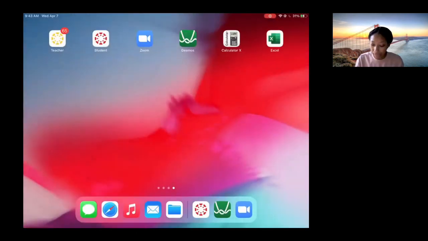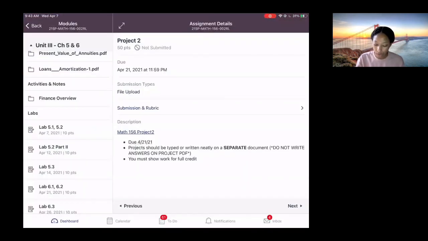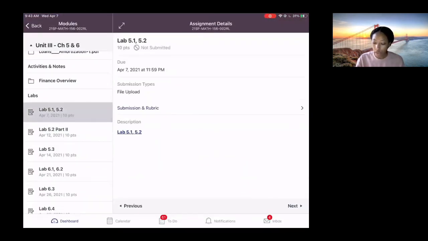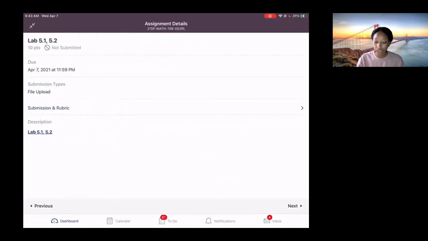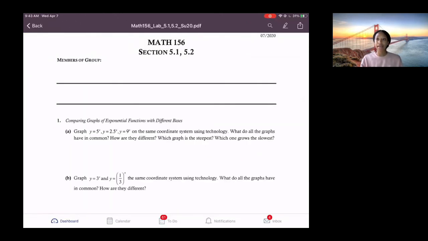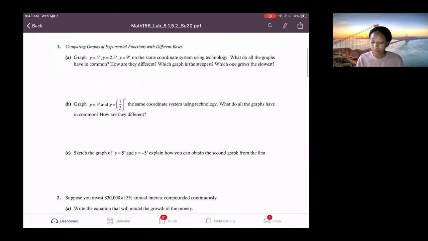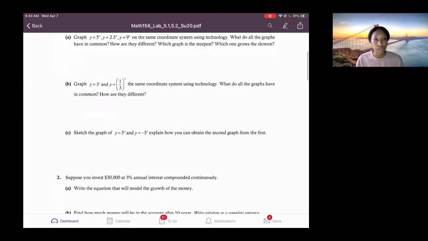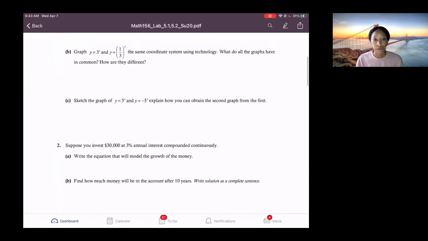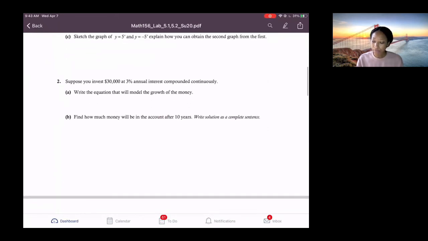Last thing for your lab today. We didn't quite get to all of the properties of logarithms that are in section 5.2. We'll continue with that in the next class. But you should be able to do this first part for sure, where you're comparing different exponential functions in their graphs. For problem number 2, it's a continuous compounding interest problem. You should definitely be able to do that.